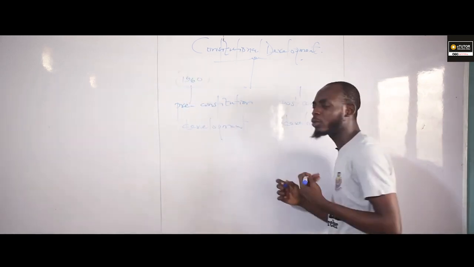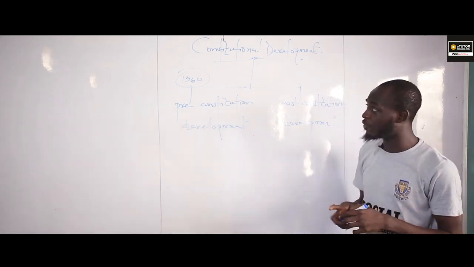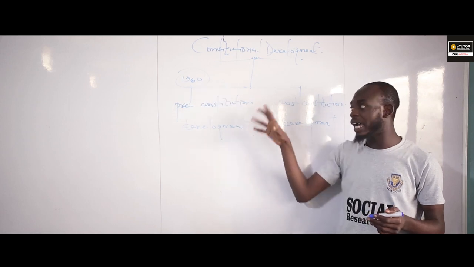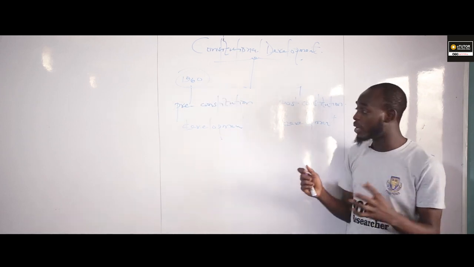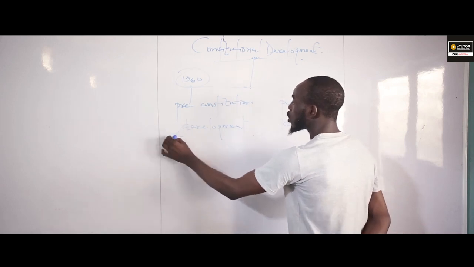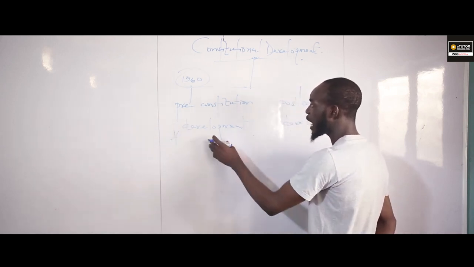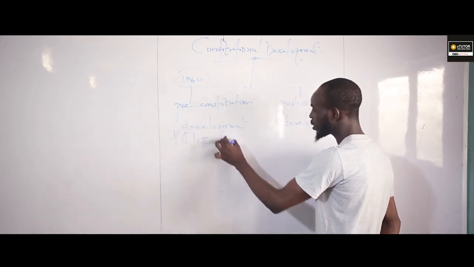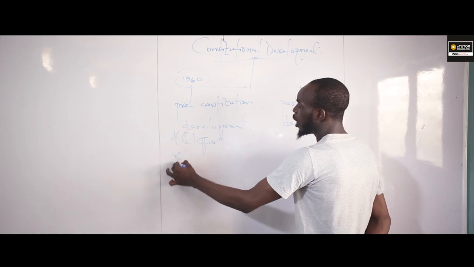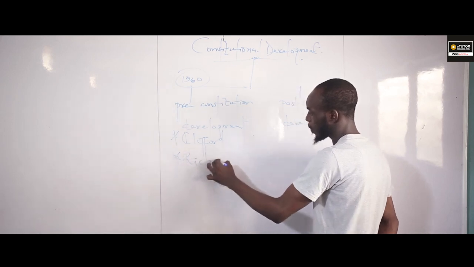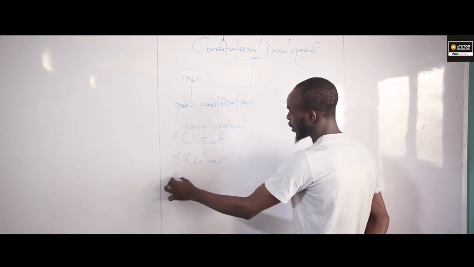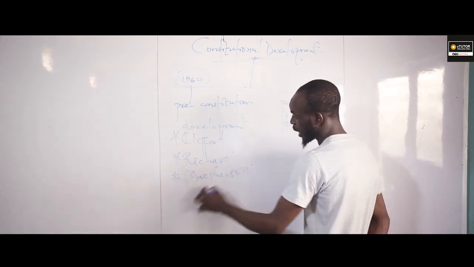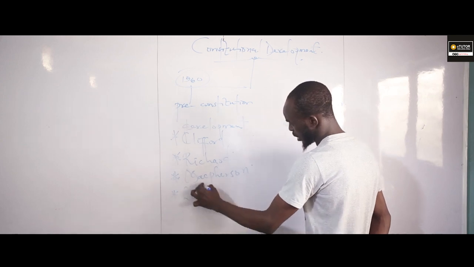A lot of people normally base their criteria on the fact that we got our pure independence in 1960. But before I conclude the class, I will tell you how we derive the advent of that. Under pre-constitutional development, we have the Clifford Constitution, the Richard Constitution, the McPherson Constitution, and the Littleton Constitution.